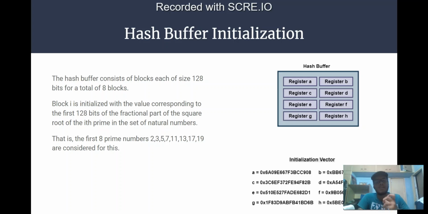For example, the first block, register A, has a hash initialized value of 0x6a09, etc. This is the fractional part of the square root of 2, which is the first prime. The square root of 2 being 1.414, and if you convert the .414 to hexadecimal, the resulting value is 6a09e667. This continues till B to H. B is the fractional part of the square root of 3, C for 5, D for 7, E for 11, F for 13, G for 17, and H for 19.